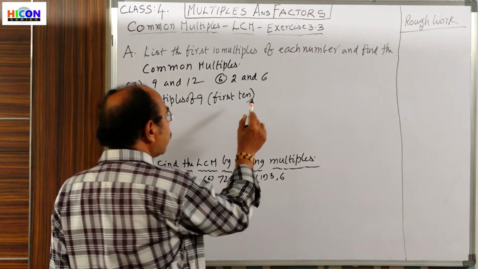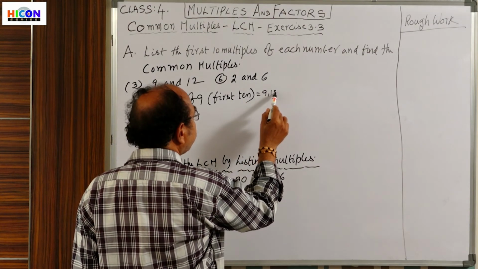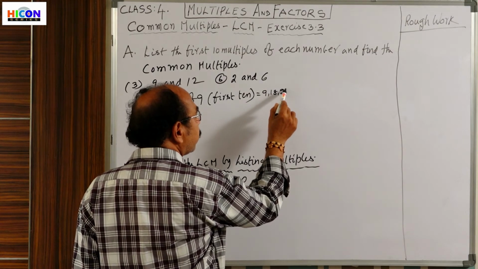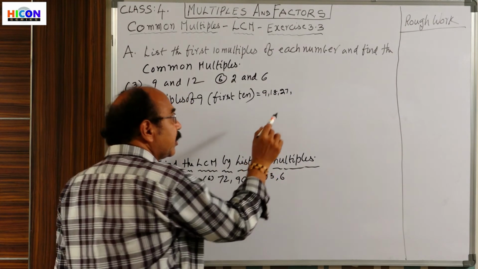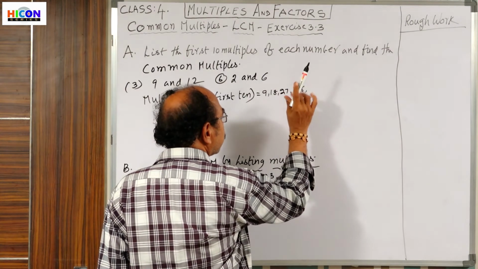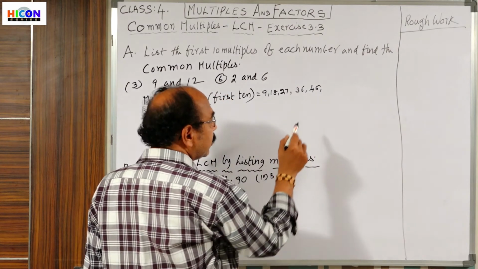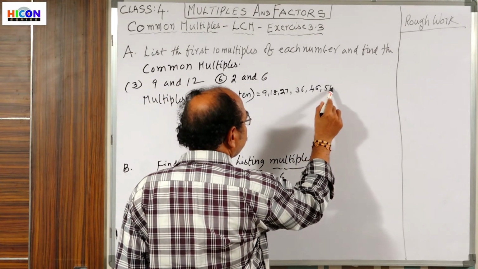See children here. 9 ones are 9, 9 twos are 18, 9 threes are 27, 9 fours are 36, 9 fives are 45, 9 sixes are 54.